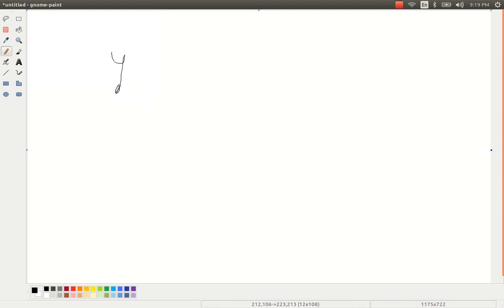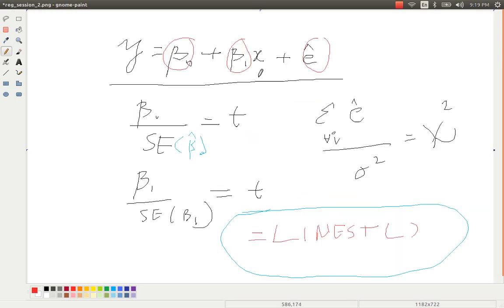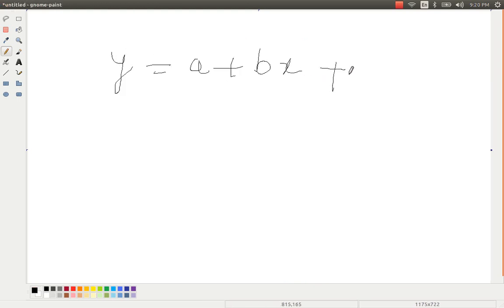For a sample we say y i is equal to a plus b x, where in the sample a corresponds to beta naught and b corresponds to beta 1. In the population we call a as beta naught and b as beta 1, and e hat is the error for the population, but in the sample we call it by another name, residual.